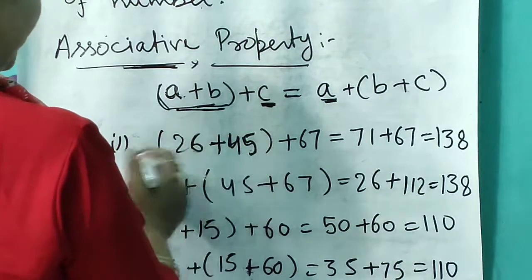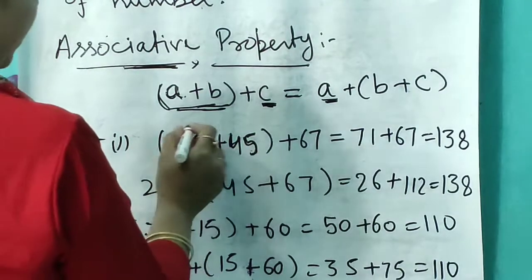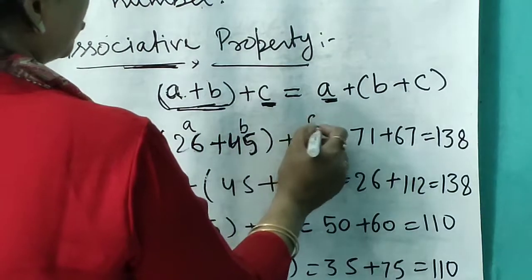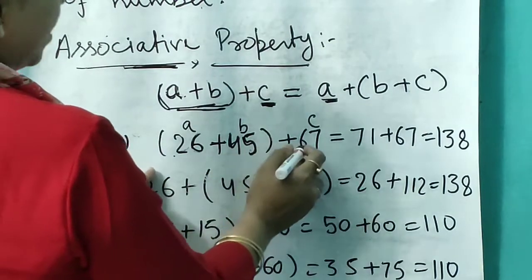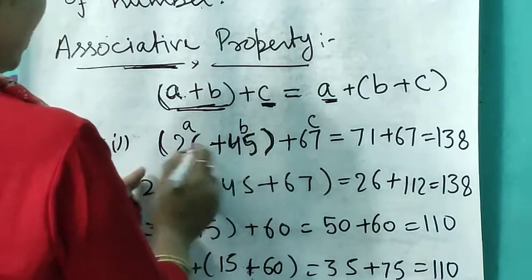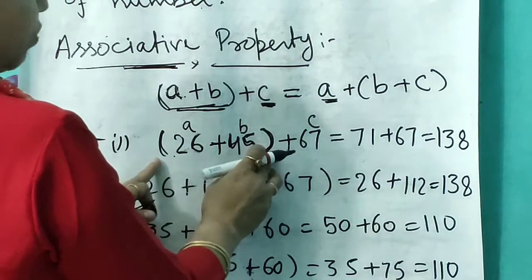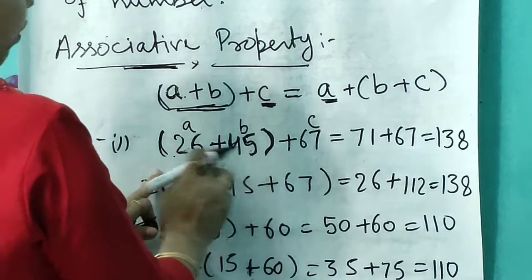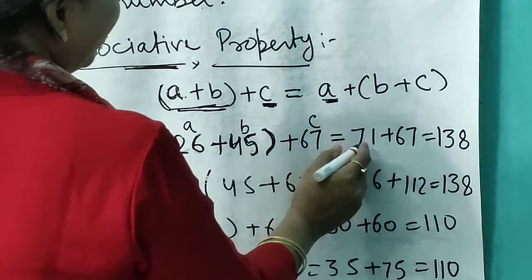So let us do one example. Suppose you are taking the values a = 26, b = 45, c = 67, so you are adding 26 plus 45 plus 67. Here, in the BODMAS rule, first we solve the bracket. So first we will add the things which are given in the bracket. Here 26 plus 45 first, and on adding 26 and 45 we will get 71.